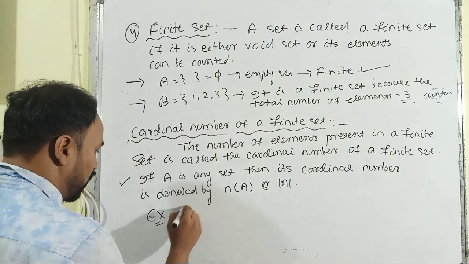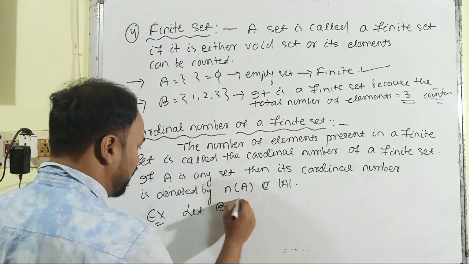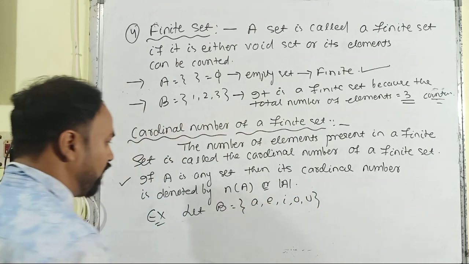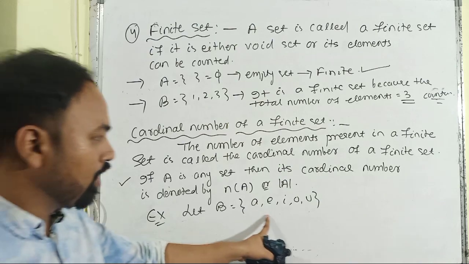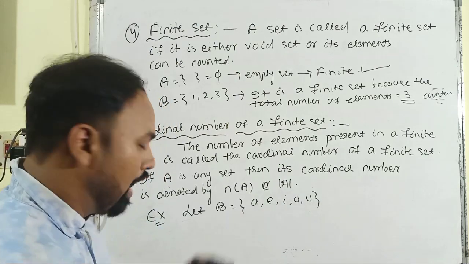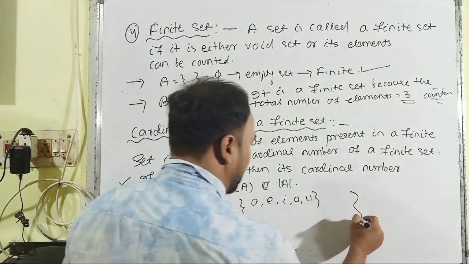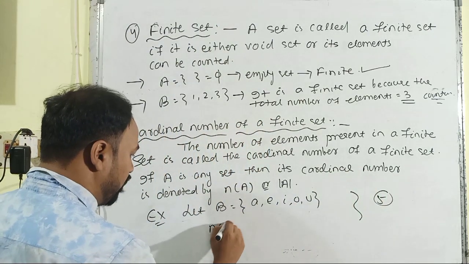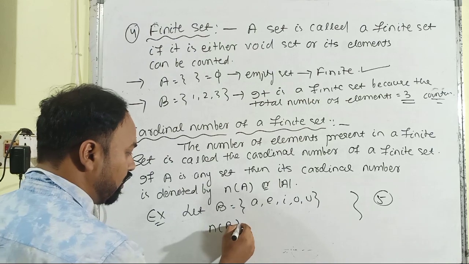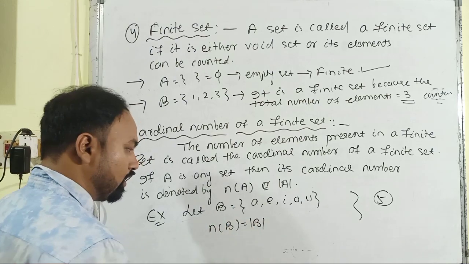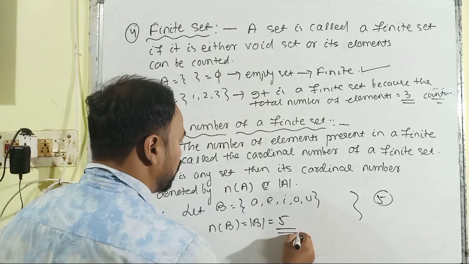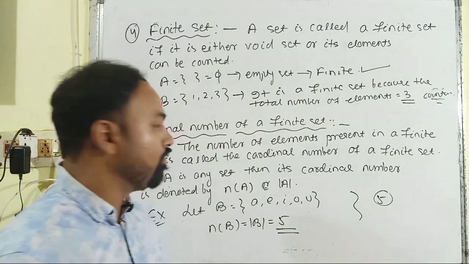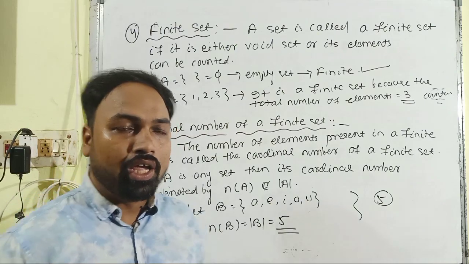Example, suppose I am taking, let B = {a, e, i, o, u}. That means you can count the total number of elements present in that set B, and the total number of elements is equal to 5. So we can define it as the number of elements present in the set B, or also we can denote it like this, and it is 5. So that is all about the finite set and also the cardinal number of a finite set. Then moving towards the infinite set.